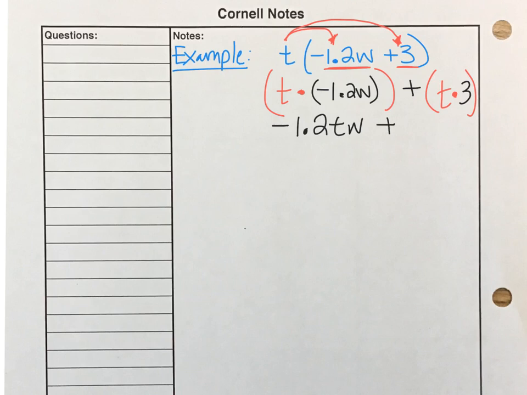Plus, we're going to multiply the t times 3, and we can't really do that, but we can reorganize that term so that the 3 comes in front of the t. And that's all there is to it. So when we distribute or expand an expression, we are taking away the grouping symbols, those parentheses, and taking the number outside and distributing it to each piece on the inside through multiplication.